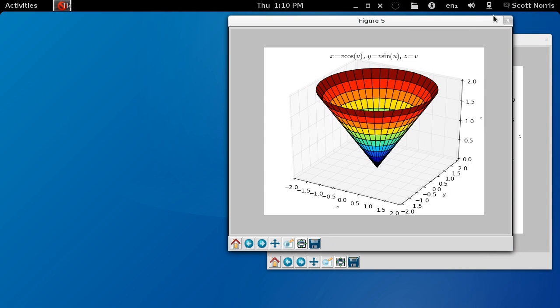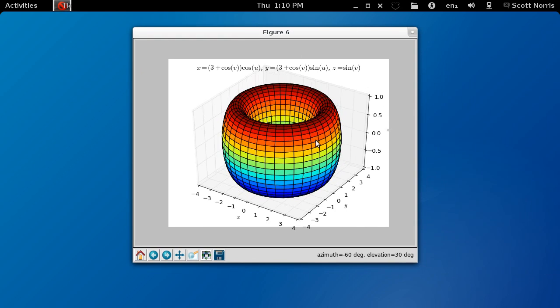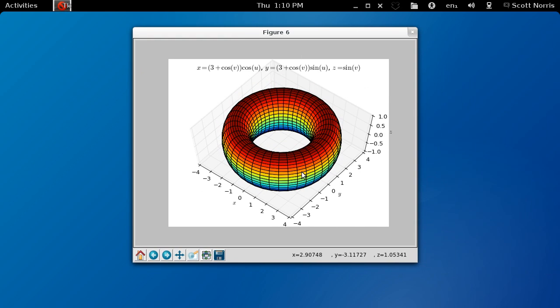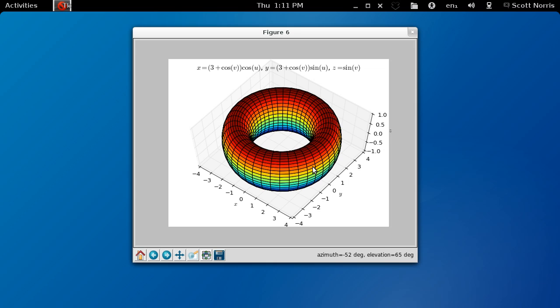And finally, one of my favorites, these are the parametric equations for technically a torus, more familiarly a donut. I won't go into deriving these equations, it's somewhat lengthy, but I just wanted you to see that we can plot very interesting objects and even complicated objects using these parametric equations.